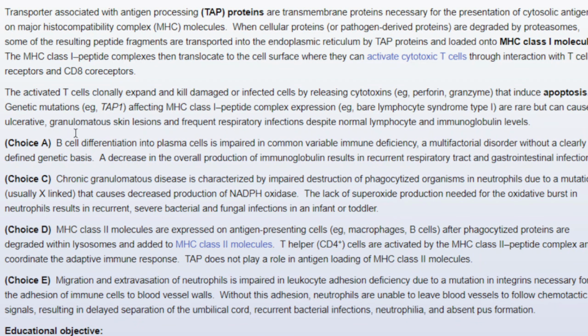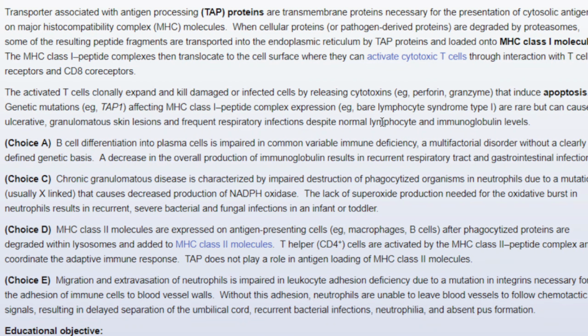Correlated with this case, the activated T cells clonally expand and kill damaged or infected cells by releasing cytokines that induce apoptosis. Genetic mutations of TAP1 affecting MHC class 1 peptide complex expression are rare but can cause ulcerative and granulomatous skin lesions and frequent respiratory infections. That's the case of the question.